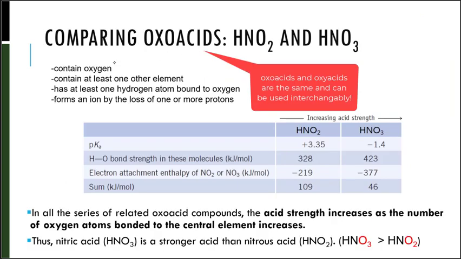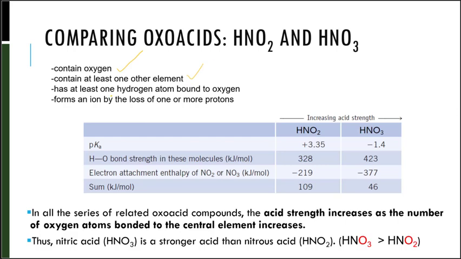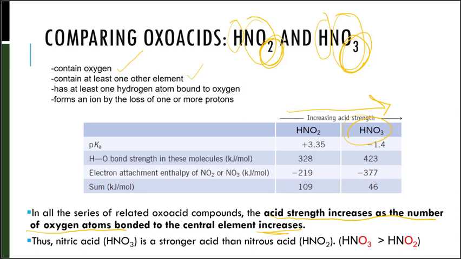Let's look at oxoacids. Acids that contain oxygen, contain at least one other element, have at least one hydrogen atom bound to the oxygen, and form an ion by the loss of one or more protons. For example, I have hydrogen and then I have NO2. I have hydrogen and then I have NO3. Acid strength increases as the number of oxygen atoms increases. So I have NO2, NO3. My HNO3 is going to be stronger. Acid strength increases compared to HNO2 and HNO3.